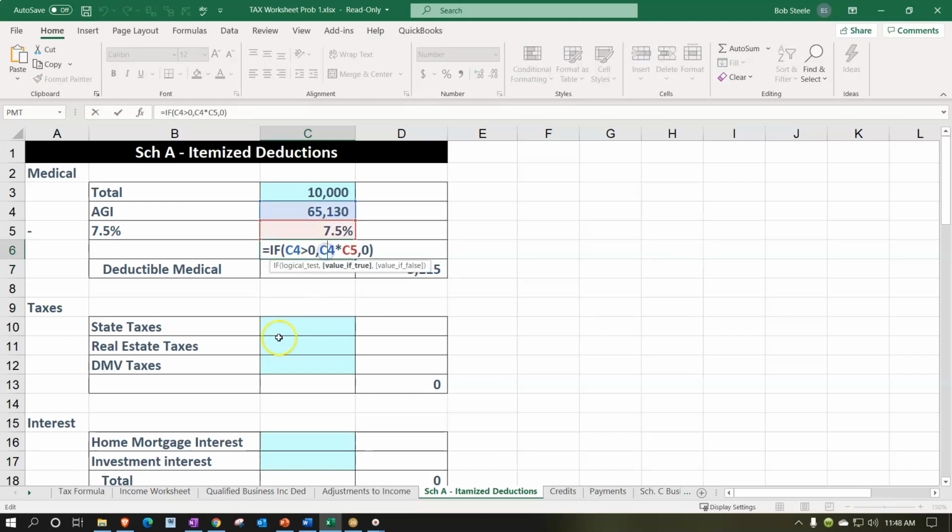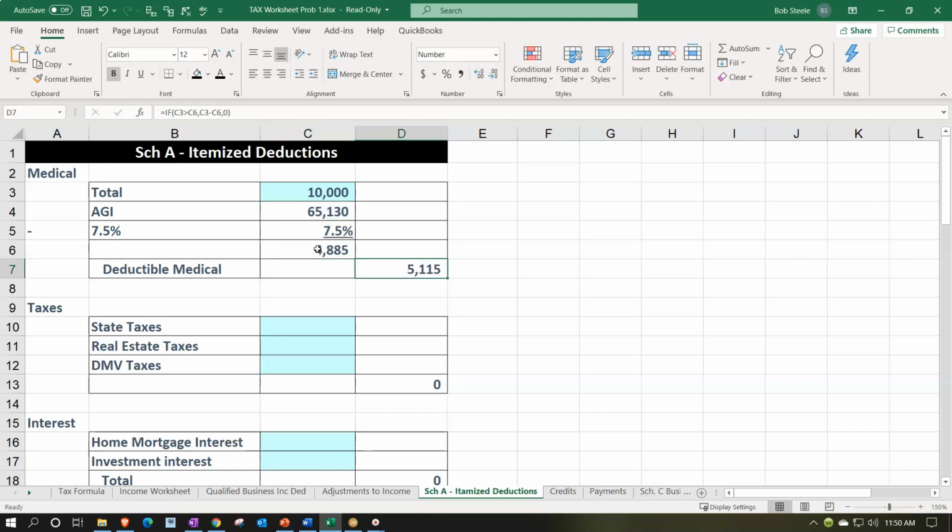So now we have the 4,887. And notice the formula is a little bit more complex, but it's basically just the 65,130 times the 7.5%. But if you just want to see the IF formula, we're saying if C4, which is the 65,130, is greater than 0, so anything greater than 0 on the adjusted gross income, then we want to take this number C4, the 65,130, times C5, which is the 7.5%. If not, then we're going to have 0 here.